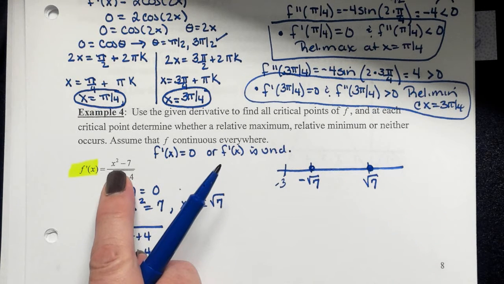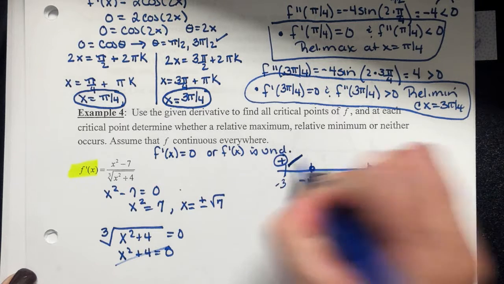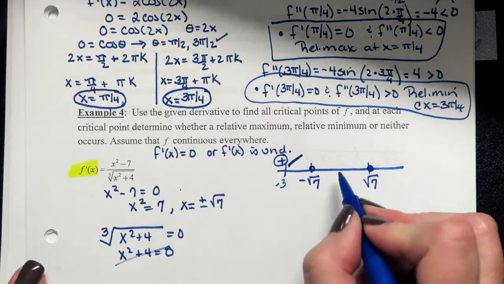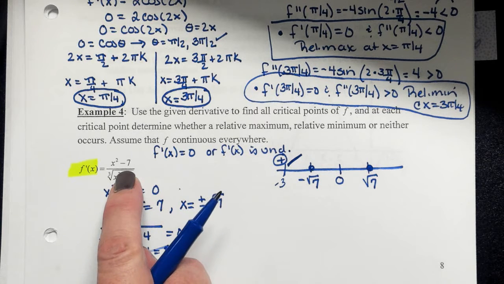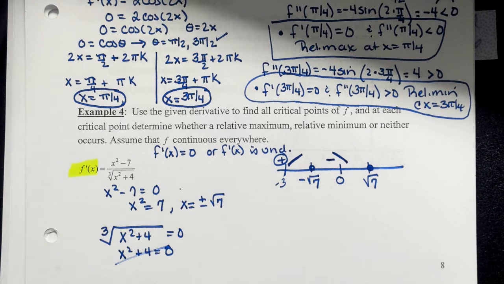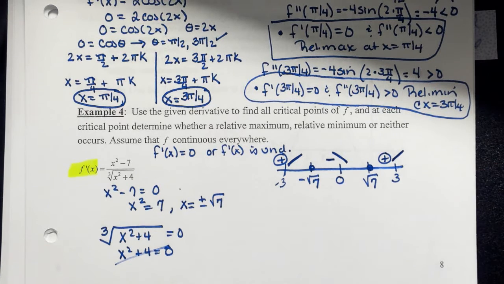When I plug negative 3 into the first derivative, what's happening in that numerator? Is it positive or negative? Positive. So I know that I'm going to be increasing less than negative square root 7. Plug in a number between negative square root 7 and positive square root 7, which is 0. So what happens when I plug 0 in? That's going to give me a negative, so I know I'm going to be decreasing. And then finally, for a number greater than square root of 7, I can use 3. It's going to be positive, so I know I'm going to be increasing.